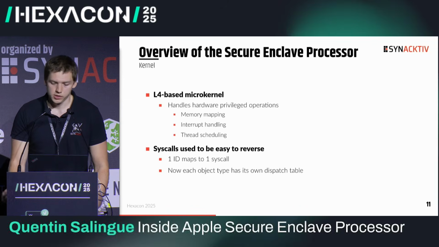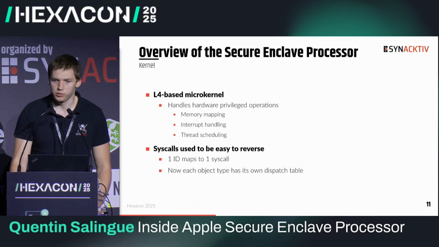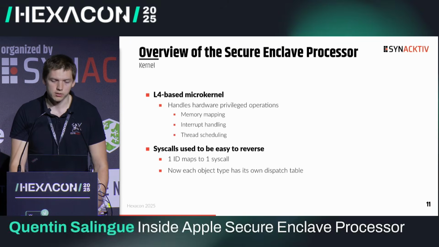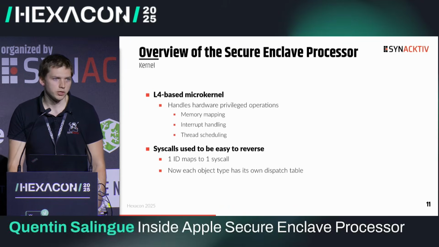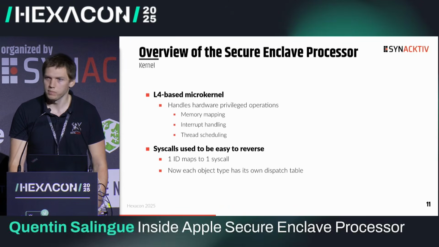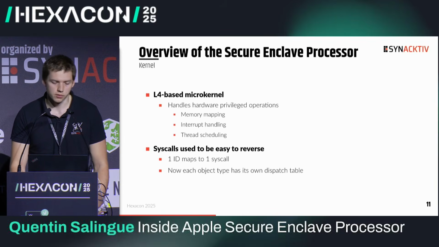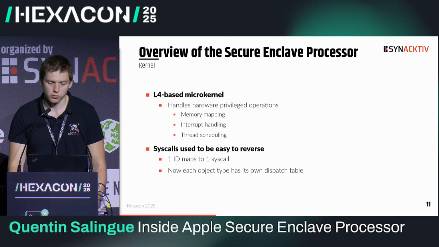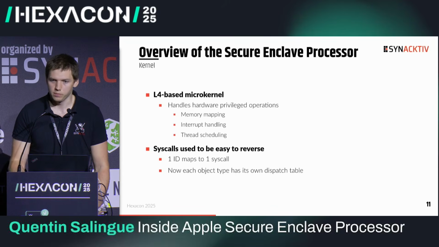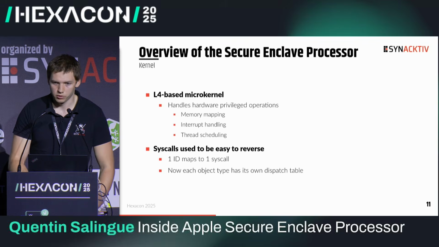At the start, when they released it, the syscalls were pretty simple. You had one ID that went to one handler, and it was really easy to reverse and understand. Now, each kernel object has its own dispatch table. So when you see a call to a syscall in userland, you need to figure out what object it's calling on to know the proper dispatch table and the function that will be called in the end.